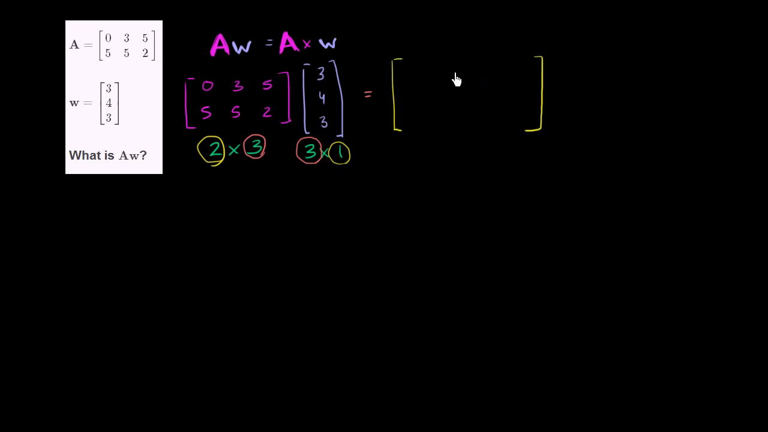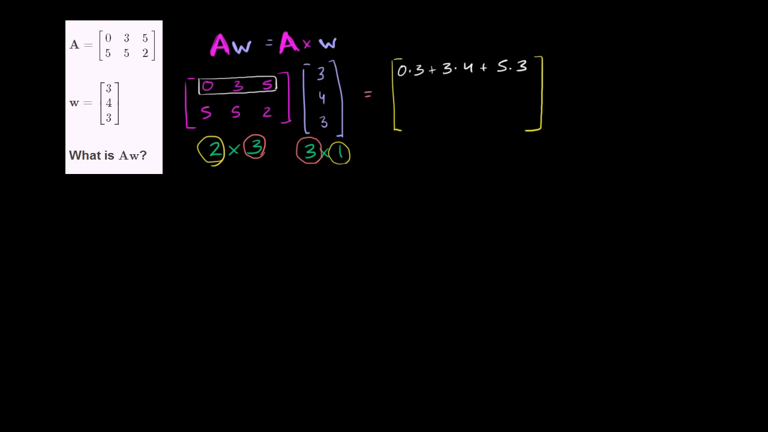So for the top entry right over here, we're going to get the row information from our first matrix, and then the column information, there's only 1 column here, but we're going to get that from this vector, whatever you want to call it. So we're going to have 0 times 3, plus 3 times 4, plus 5 times 3.